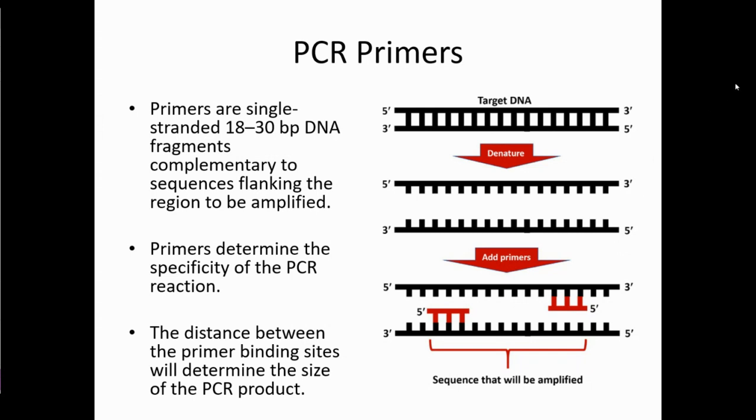Okay, so for PCR, again, the same. The only thing you need for the PCR reaction is a known DNA sequence, so that you'll be able to design a primer. Also the distance between the primer binding sites determines the length and the size of the PCR product. And the primer is complementary to the sequence flanking the region to be amplified.